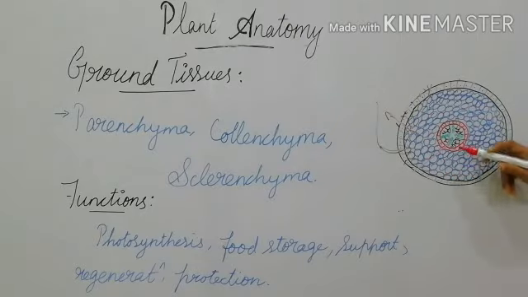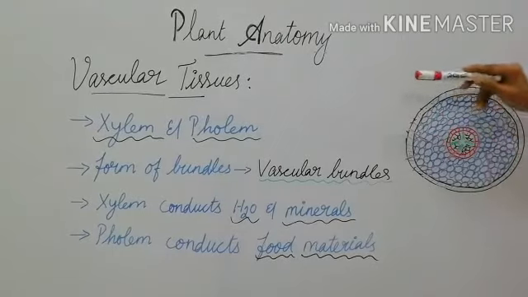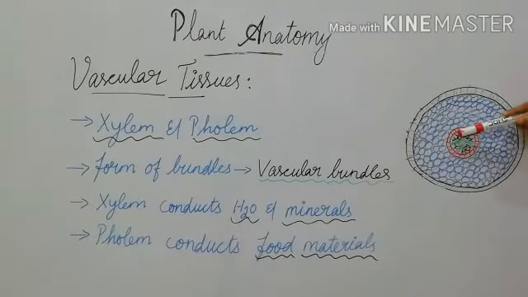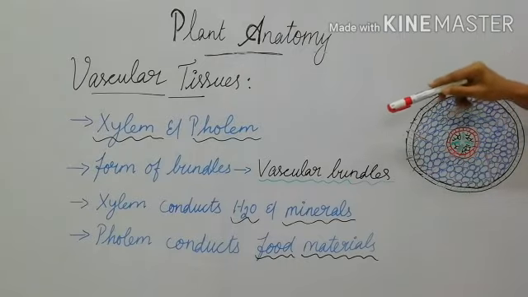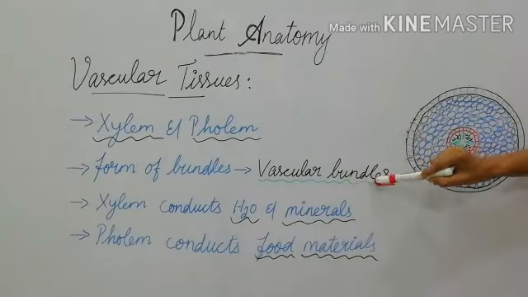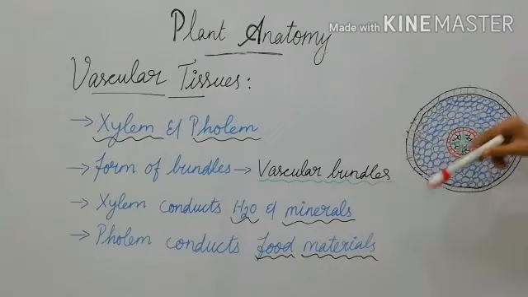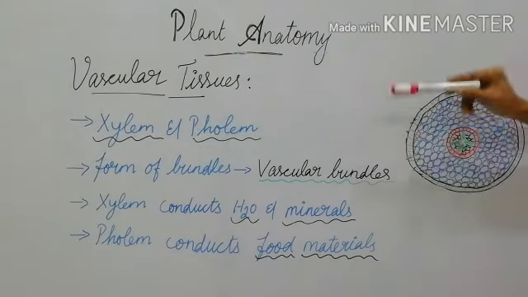And the next tissue is the vascular tissue. These vascular tissues consist of xylem tissues and phloem tissues. And these xylem tissues and phloem tissues will be in the form of bundles, and it is known as vascular bundles. And the function of the xylem tissues is that it will conduct water and minerals to different parts of the plant.